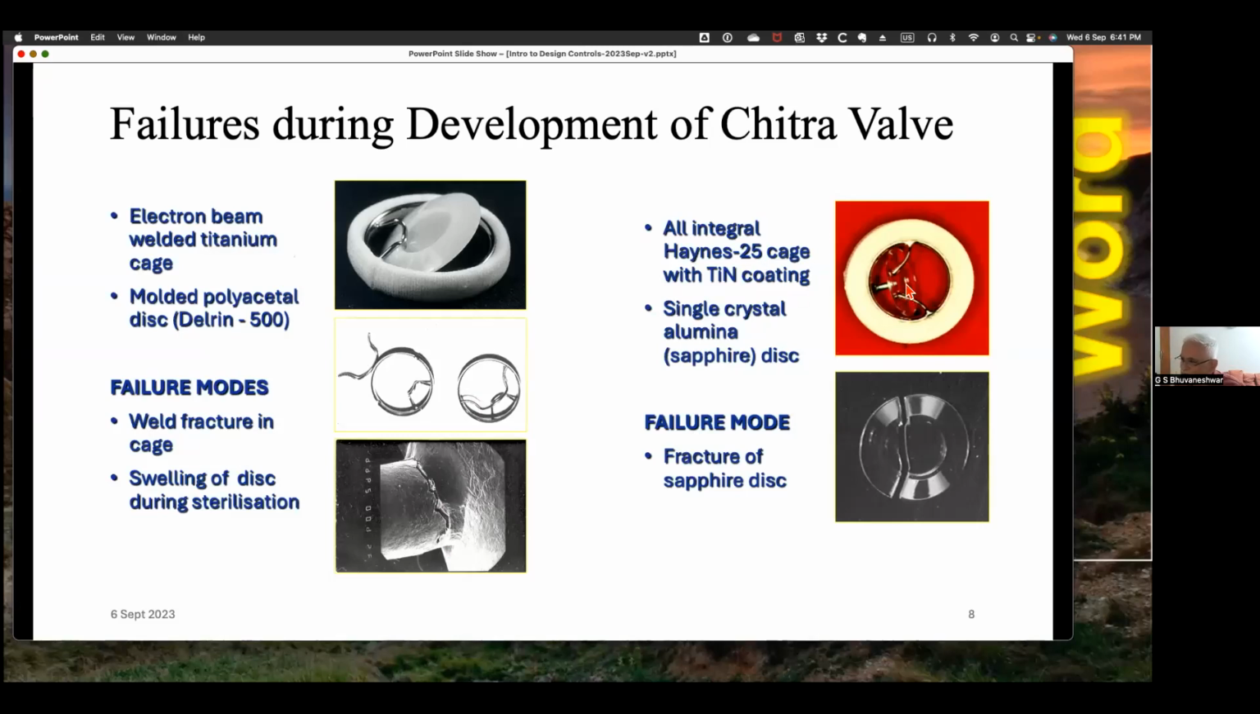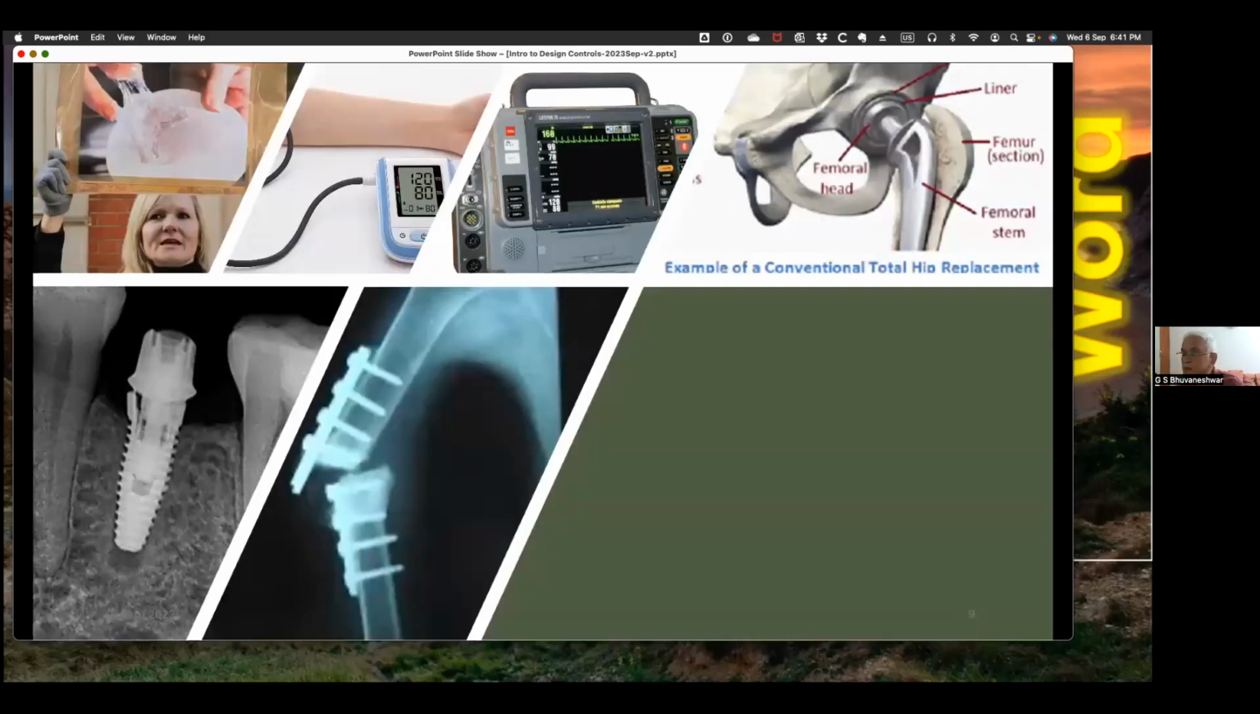But we were using a single crystal aluminum because this plastic Delrin was giving us problems due to swelling. But then these discs fractured in our animal studies. So we were very fortunate that way, I think. But failures do happen, and that's where the importance of both preclinical testing, in vitro testing and animal testing, is important.